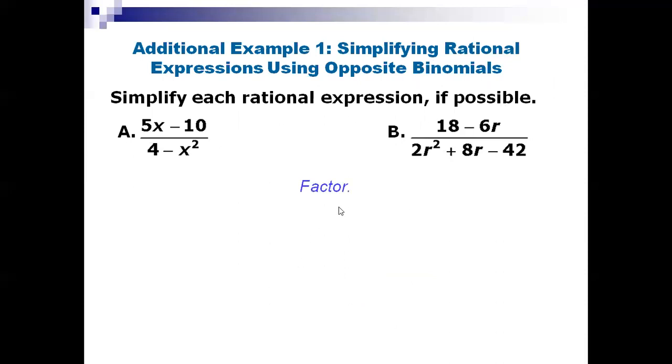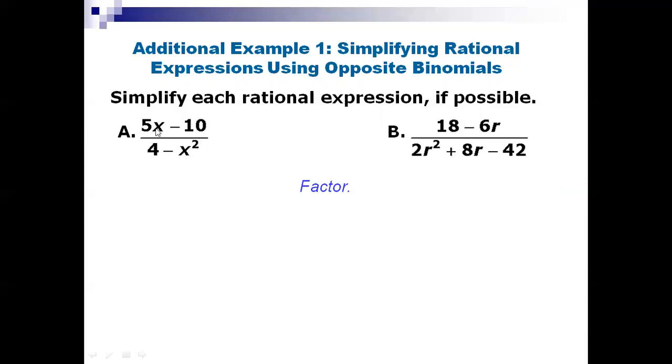First step, we need to factor out your numerator and denominator when necessary or if possible. In letter A, the given rational expression is 5x minus 10 over 4 minus x squared. In letter B, 18 minus 6r over 2r squared plus 8r minus 42.